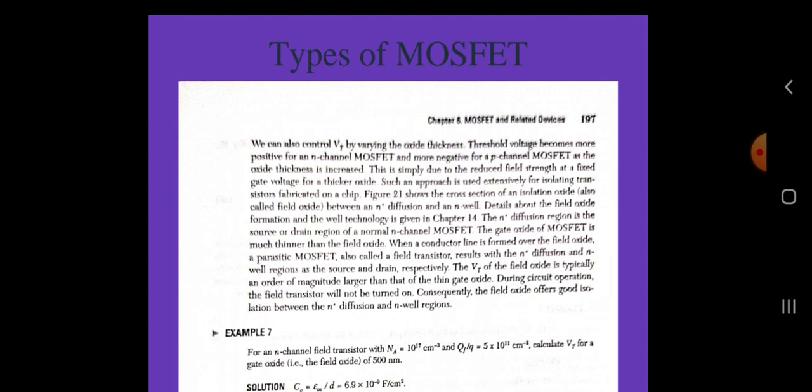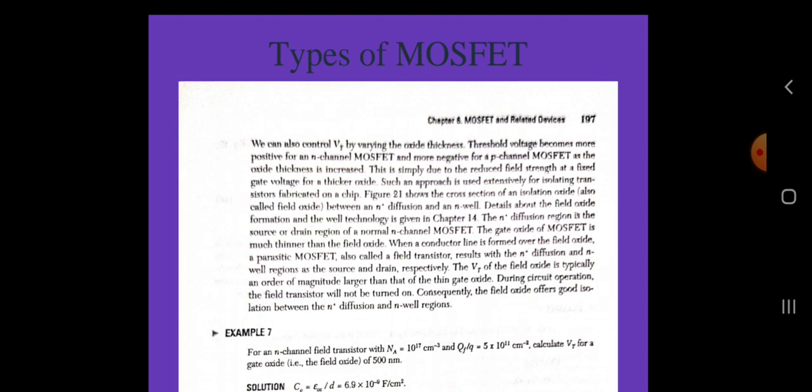The figure shows a cross-section of an isolation oxide, also called field oxide, between N plus diffusion and N well. Details about the field oxide formation and well technology are already discussed. The N plus diffusion region is the source and drain region of a normal MOSFET, where the gate oxide is much thinner than the field oxide.